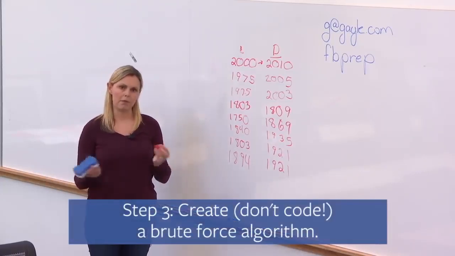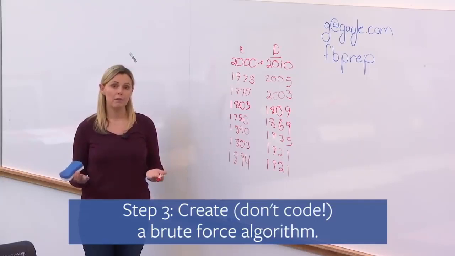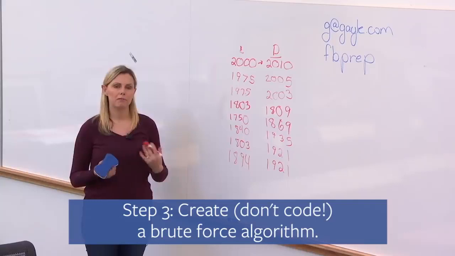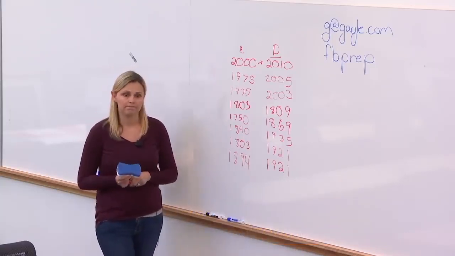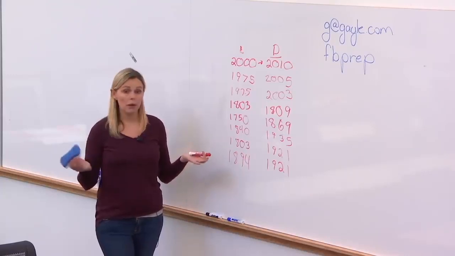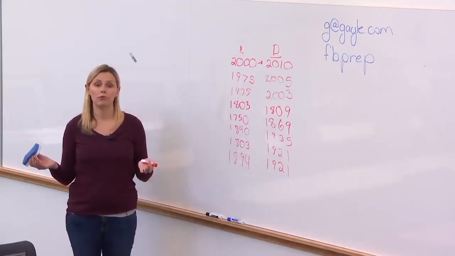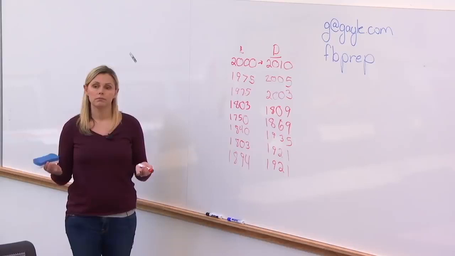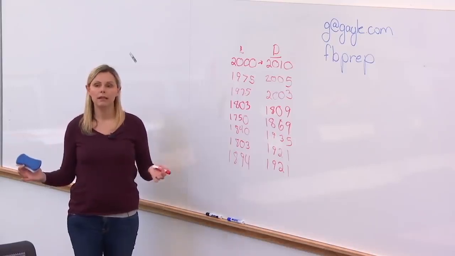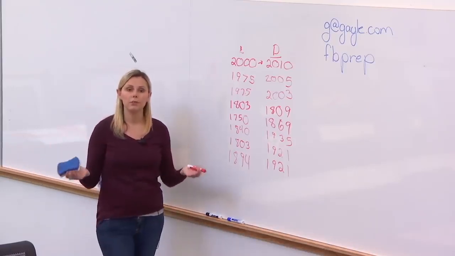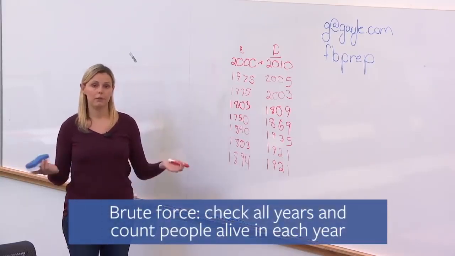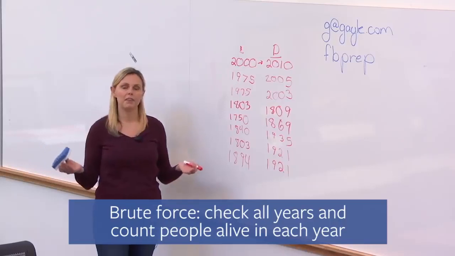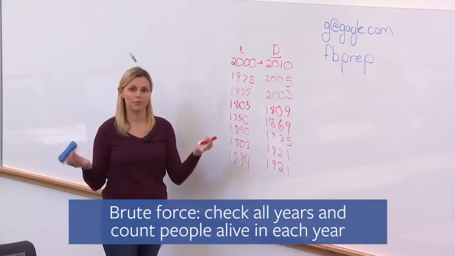So let's go back to the problem. The problem is, given a group of people, find the year with the highest population. So the year where the most number of people are alive. Okay, well, brute force. One way we can do it is go through all years that are potentially possible and look for the year with the highest population. So go through every year, check how many people are alive in that year, and then get the highest population, picking the one that's biggest.